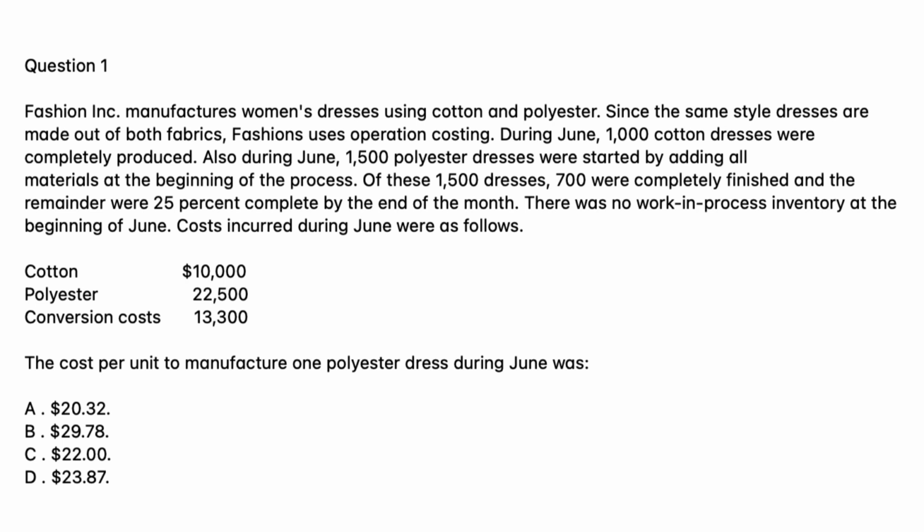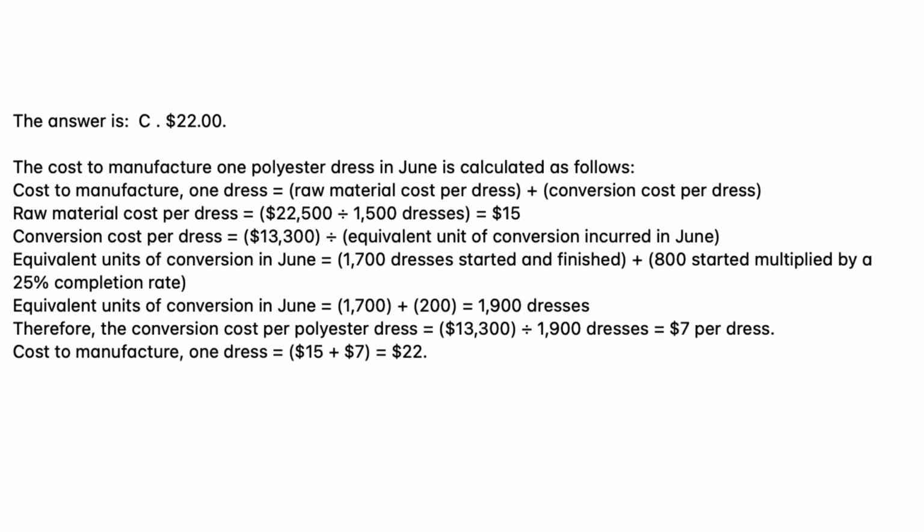Costs incurred during June were as follows. Cotton $10,000. Polyester $22,500. Conversion costs $13,300. The cost per unit to manufacture one polyester dress during June was A. $20.32. B. $29.78. C. $22. D. $23.87. The answer is C.